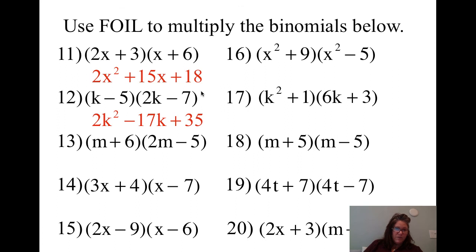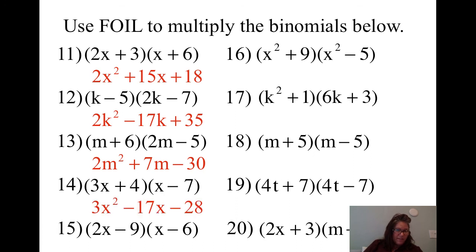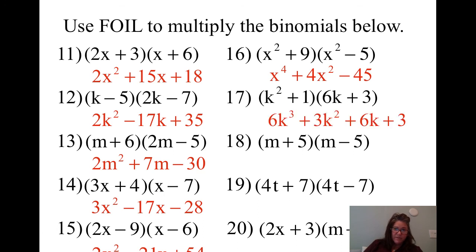Number 12 is 2k squared minus 17k plus 35. Number 13 is 2m squared plus 7m minus 30. Number 14, 3x squared minus 17x minus 28. Number 15, 2x squared minus 21x plus 54. Number 16, x to the 4th plus 4x squared minus 45.